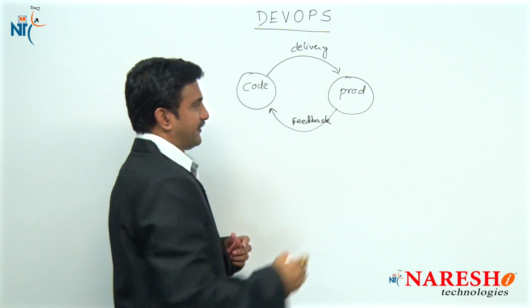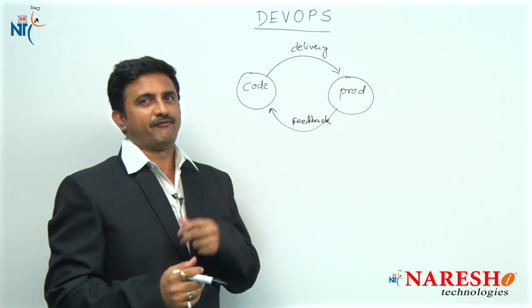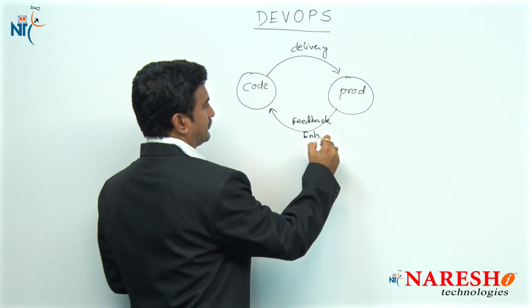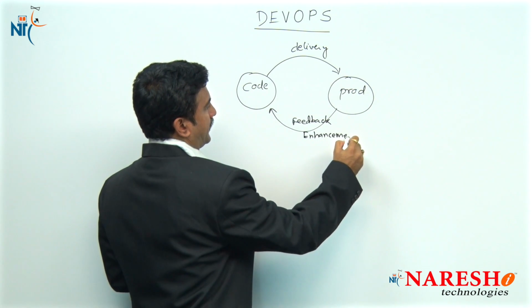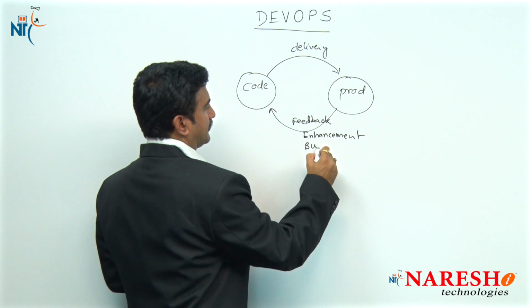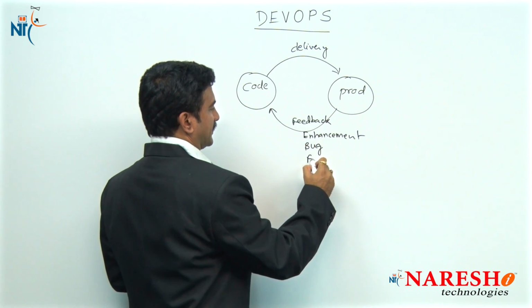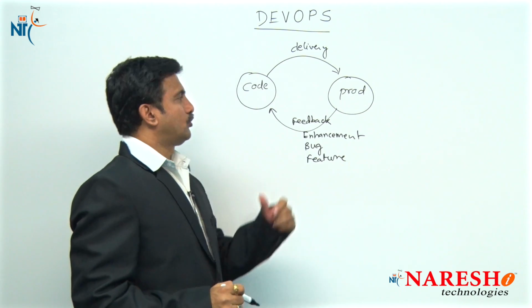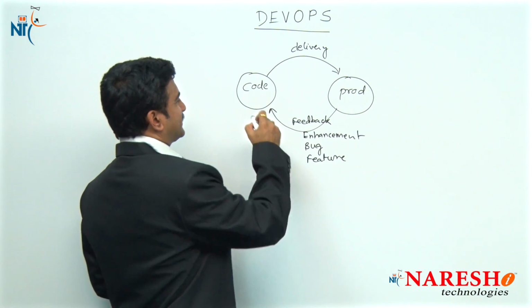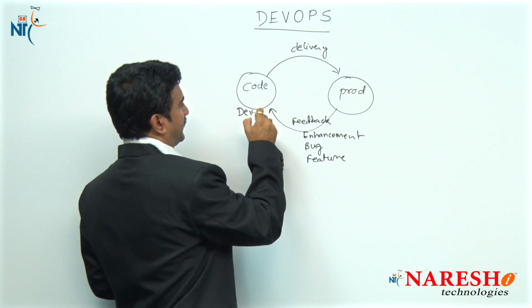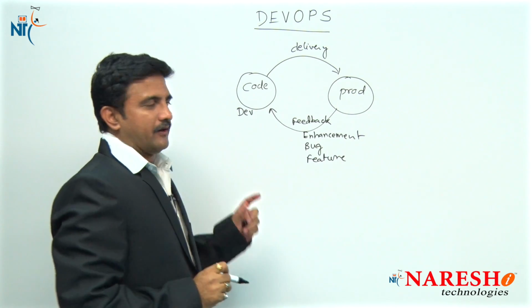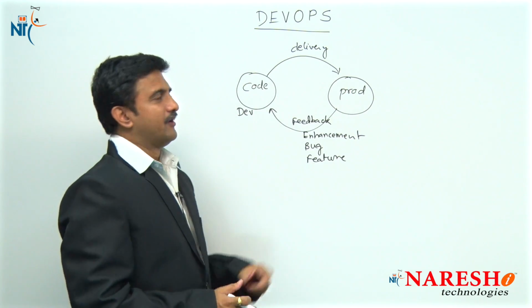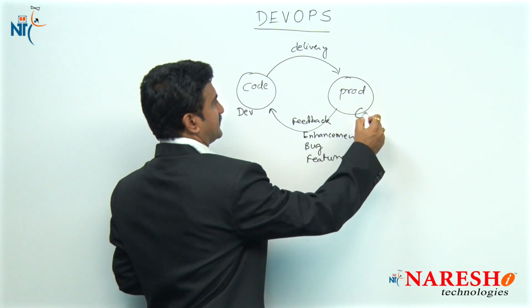Now this feedback is very important. Feedback has a couple of factors. Number one, it can be an enhancement, it can be a bug fix, or it can be a new feature. Now this feedback should go to the developer as quickly as possible. So we say there is a developer, and when they develop the product, it should go to delivery as fast as possible, which becomes the operations side.